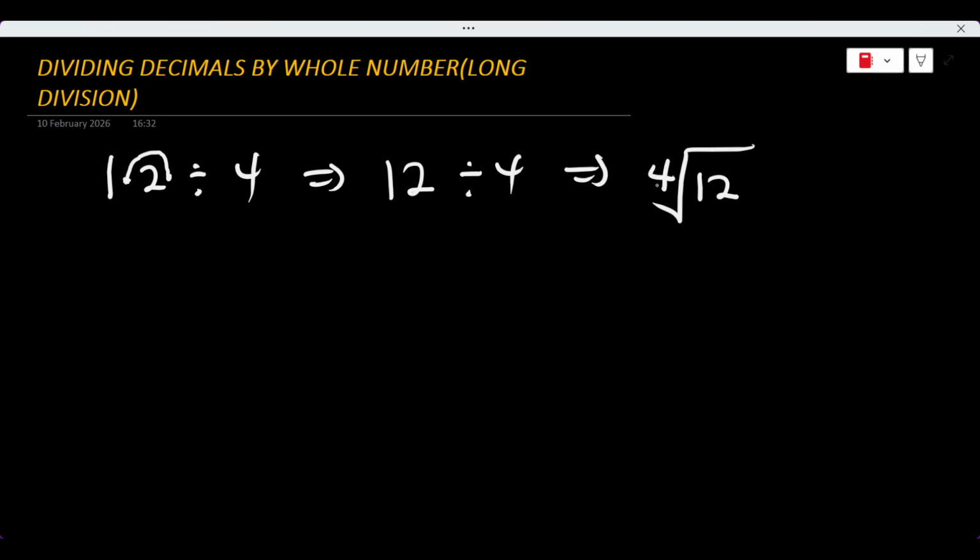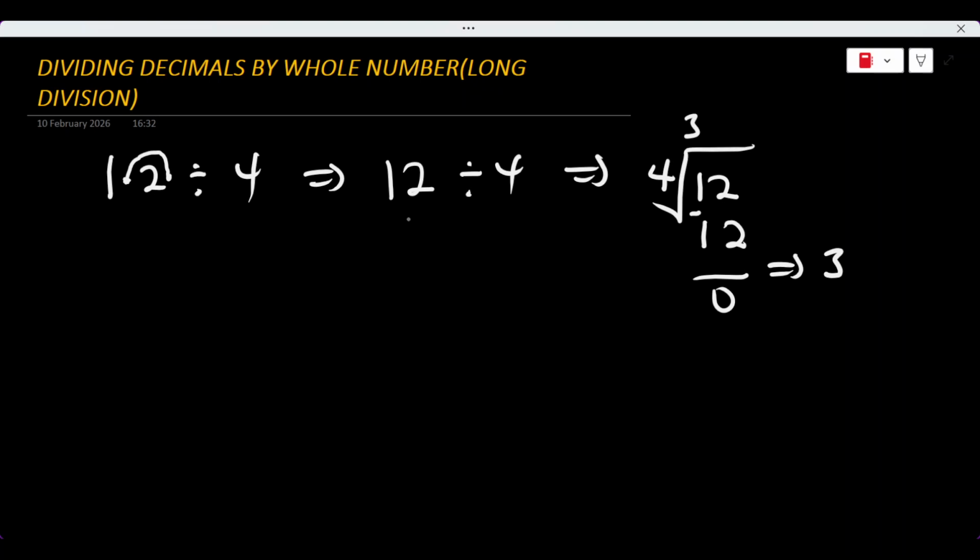So which number multiplies 4 to give us 12? Or how many times will 4 go into 12? We have 3 times. 4 times 3 gives us what? 12. Then you subtract. 12 minus 12 gives us what? 0. And because we have 0 as our remainder, our answer to the long division problem is 3.